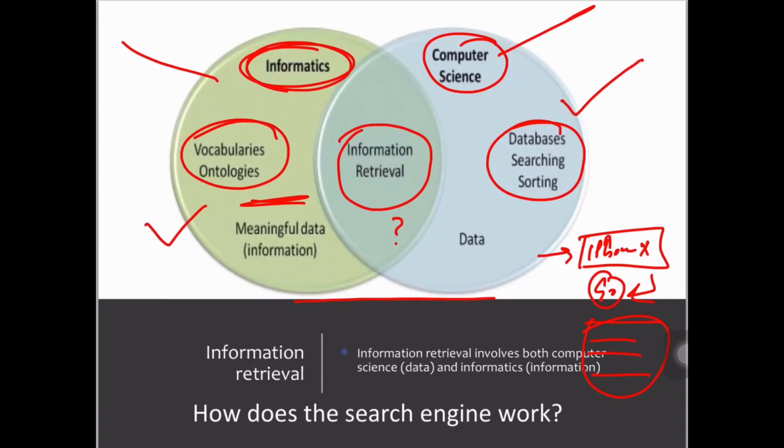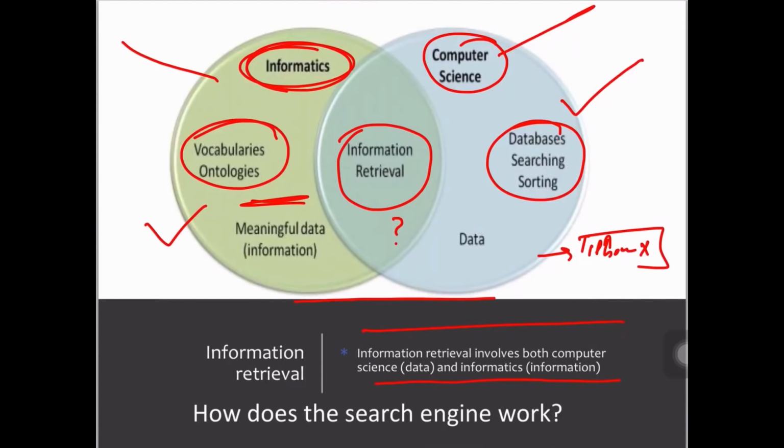So from this slide, the things to remember, please write on your page. Information retrieval involves both computer science and informatics, full stop. Then, information retrieval is the process of fetching related information using a search engine such as Google.